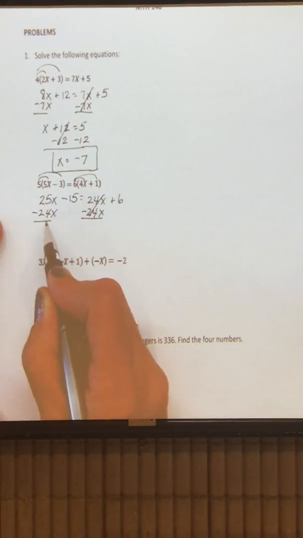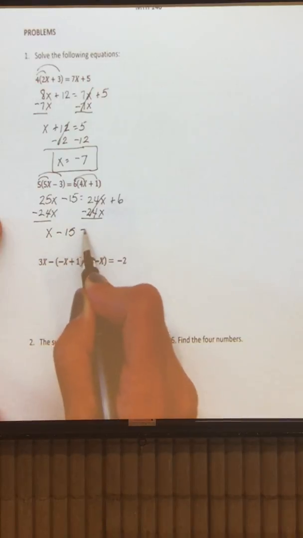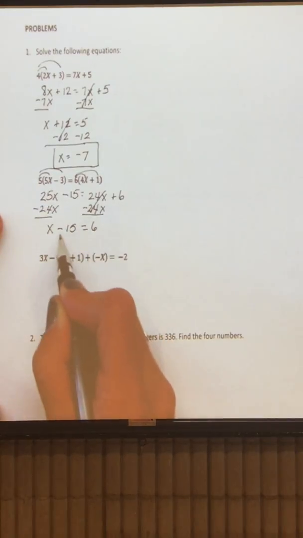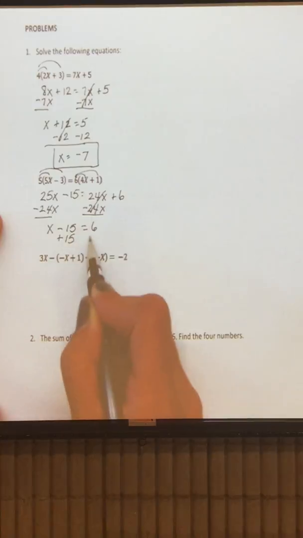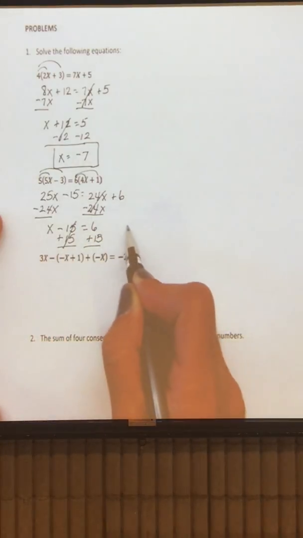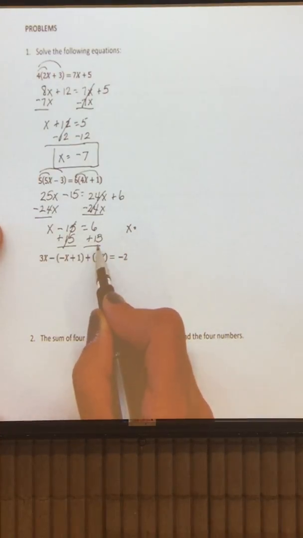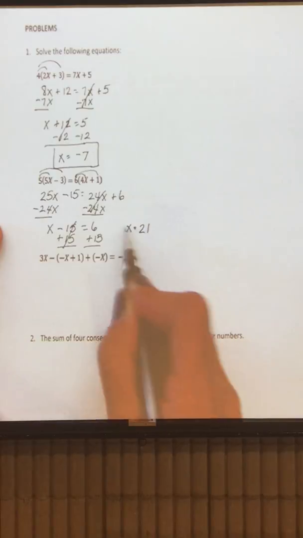25 minus 24 is x, minus 15 is equal to 6. Add 15 to both sides, cancels the 15. X is equal to 6 plus 15 is equal to 21.